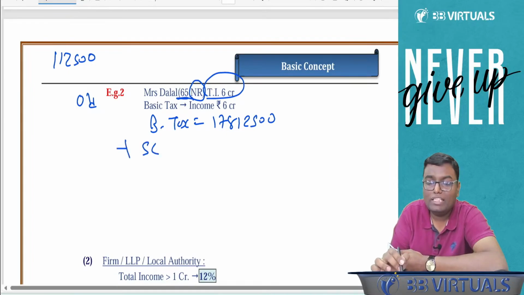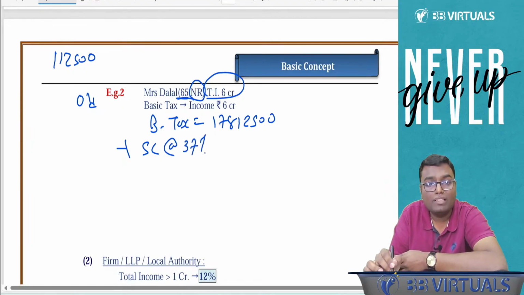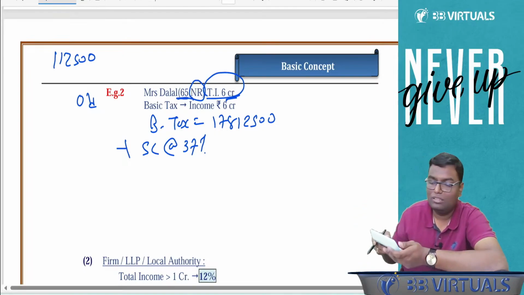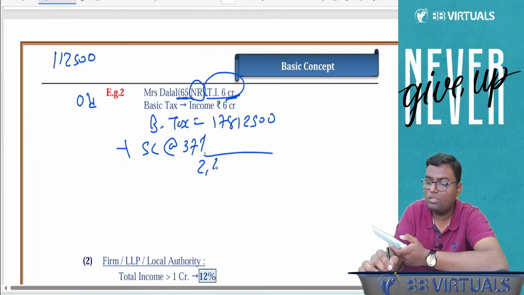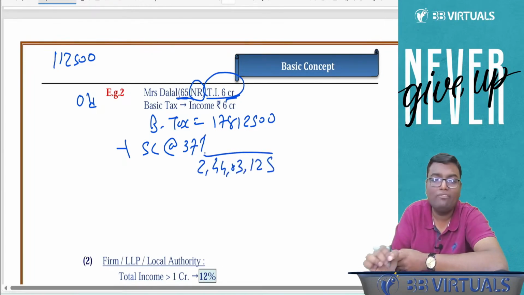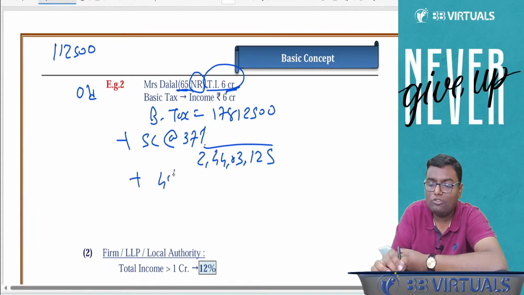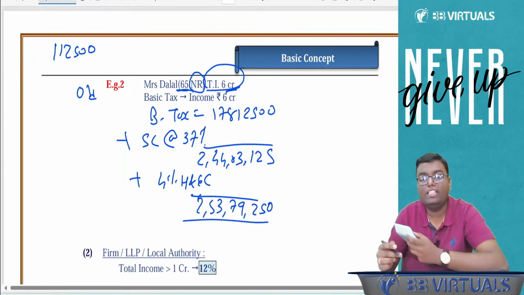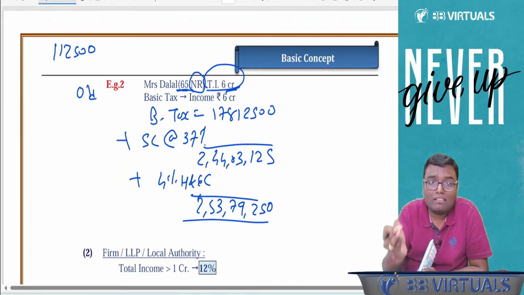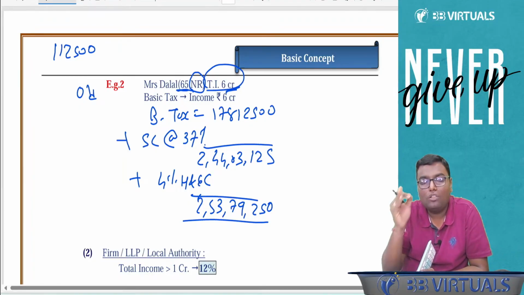Now, can I say, even though the person is non-resident, surcharge is anyways applicable. But can I say now the surcharge rate will become 37% because the income is more than 5 crore. So if I add 37% surcharge in this, total comes to 2 crore 44 lakh 3,125. And in this, I have to add 4% health and education cess. Total comes to 2 crore 53 lakh 79,250. On the income of 6 crore, I have to pay a tax of 2 crore 53 lakh 79,250.